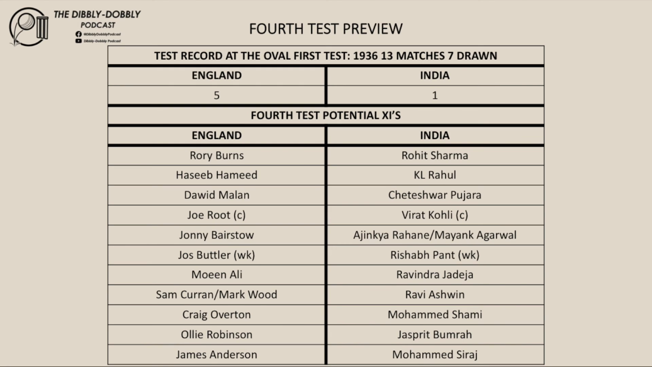We'll start with England. Burns, Hamid, Malan, Root, Bairstow, Butler, Ali, Sam Curran, Wood, Overton, Robinson and Anderson. I think England may make one change to their 11 for the 4th test match at the Oval.